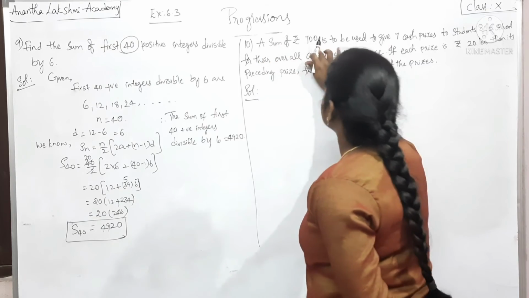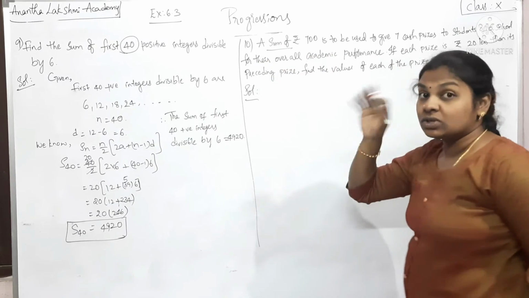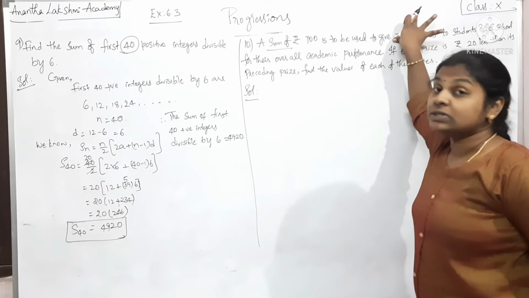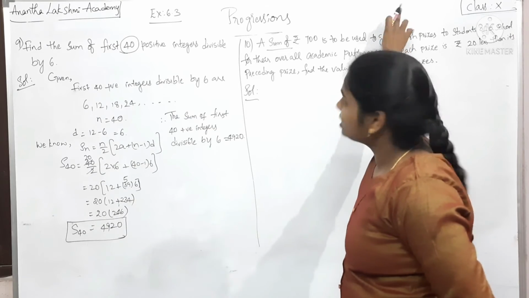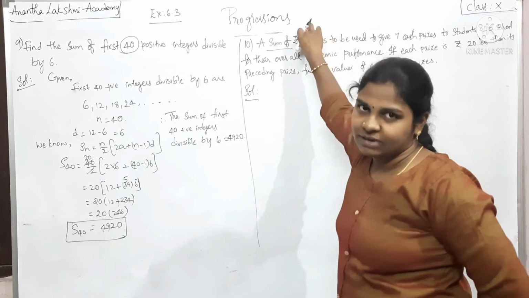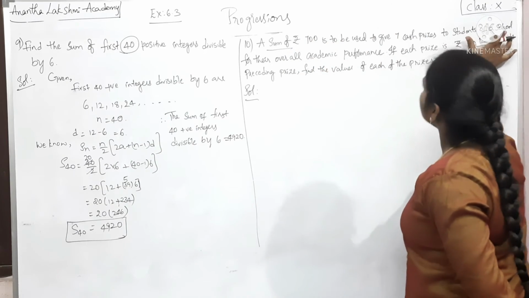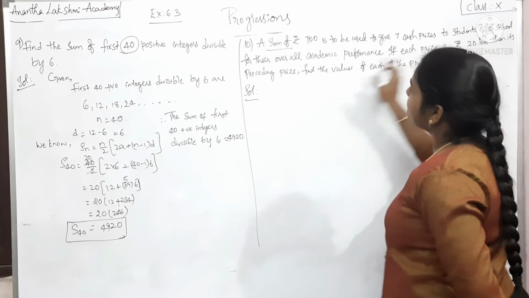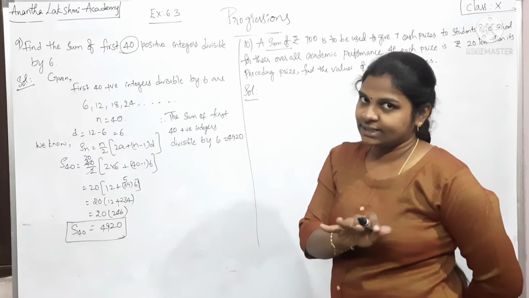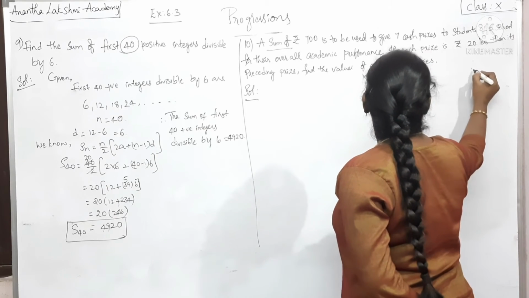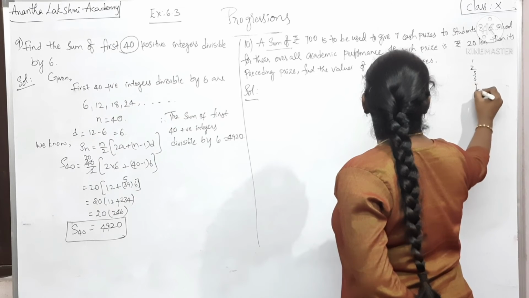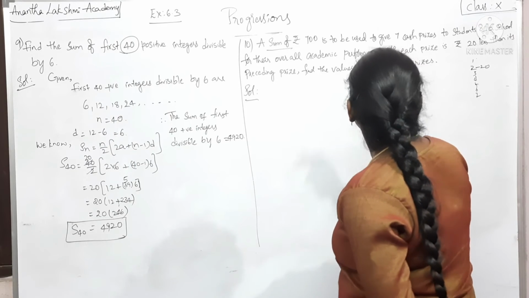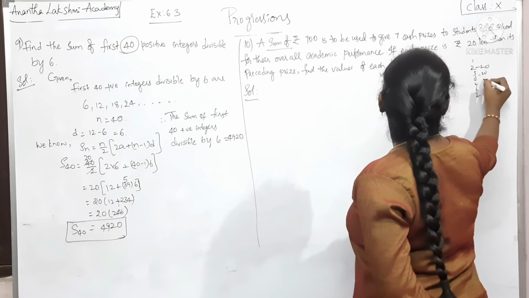A sum of 700 is to be used to give 7 cash prizes to students of a school for their overall academic performance. Here the sum is given, so the sum of 7 terms is 700. If each prize is 20 less than its preceding prize, there are 7 prizes: 1, 2, 3, 4, 5, 6, 7, and each prize is 20 less than its earlier prize.